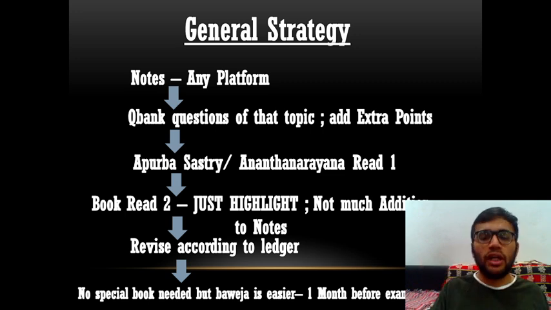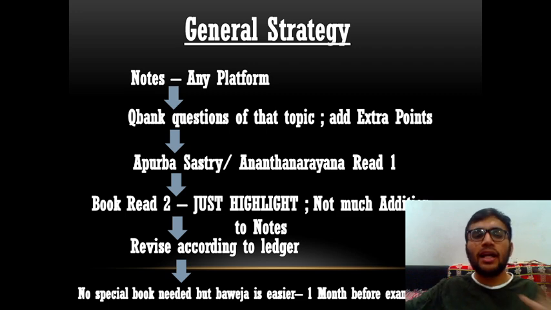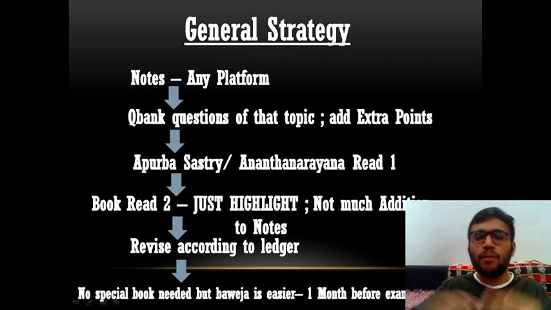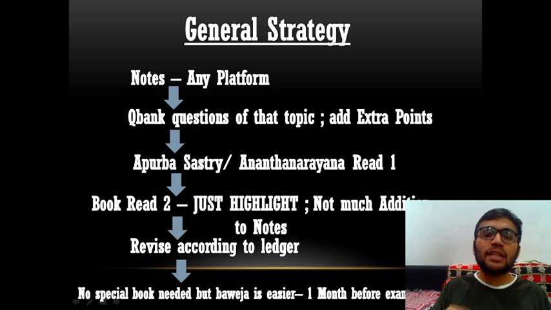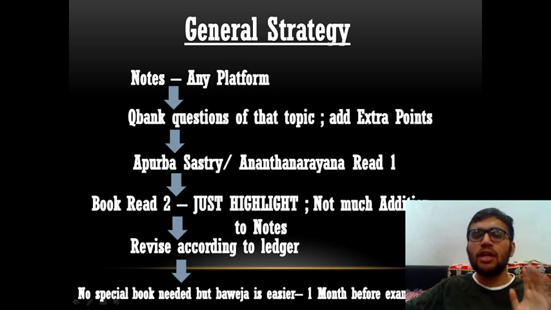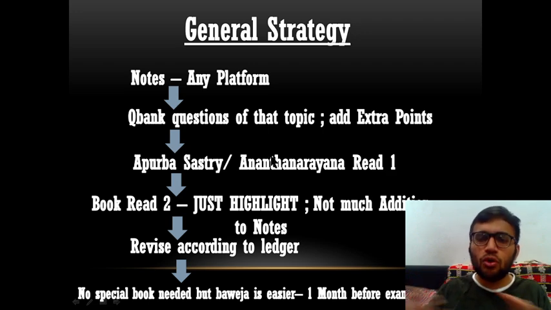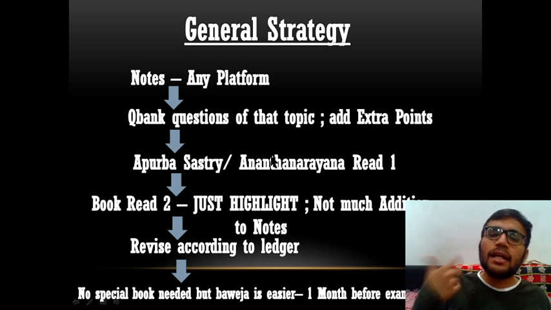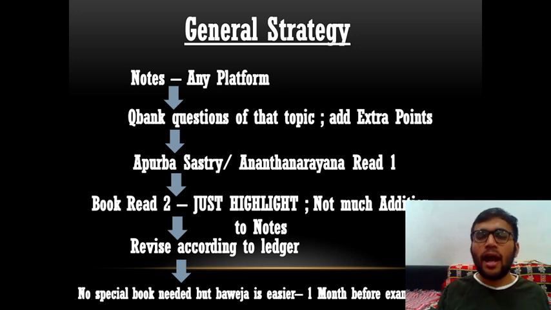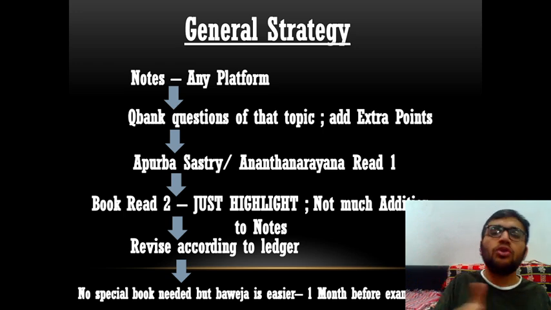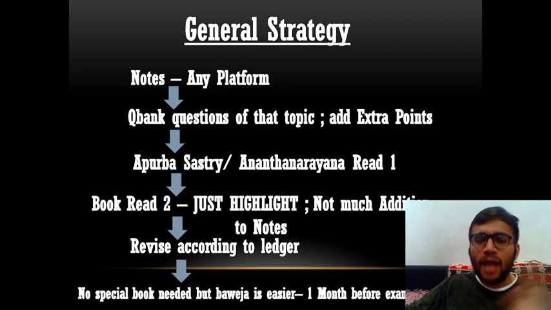Now you will go to book reading. I have already told you which books to read, but what I would tell you right now is that Apurva Shastri and Anand Narayan are almost equal, and Apurva Shastri is much easier according to me. Whatever book you prefer, you do its reading 1. In reading 1 you need not make any notes or highlight anything. In reading 2 you just highlight, because now you will understand which points to study and how, and you add them into your notes.